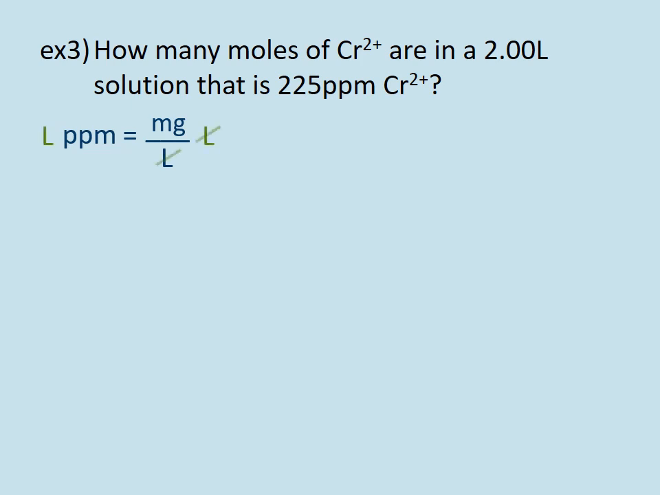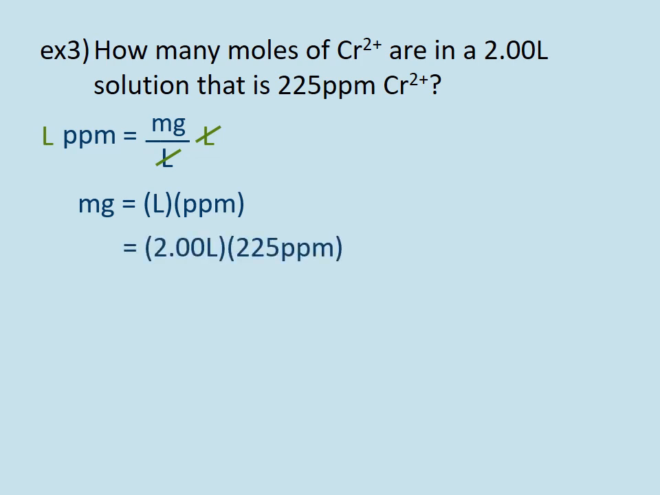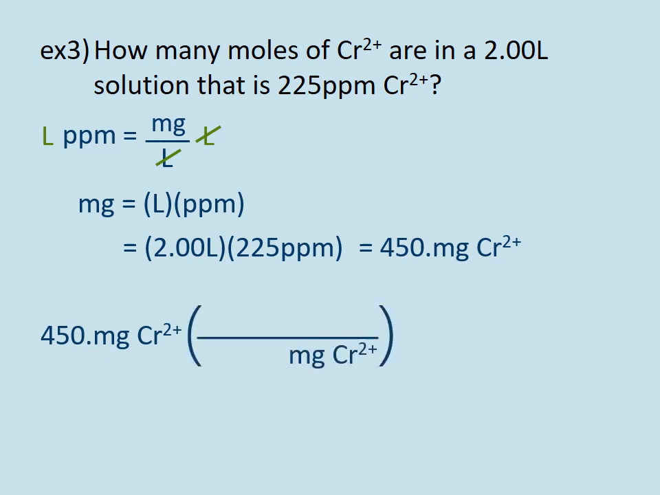On the right-hand side, the liters will factor out, and milligrams then equals liters multiplied by parts per million. I will substitute in 2 for liters and 225 for parts per million, and when I punch that into my calculator, I wind up with 450 milligrams of chromium-2 ion. Now I will convert milligrams to grams. So 450 milligrams, big brackets, milligrams on the bottom, grams on the top, and 1 milli equals 10 to the negative 3. Milligrams and milligrams factor out, and I have 0.45 grams of chromium-2 ion.